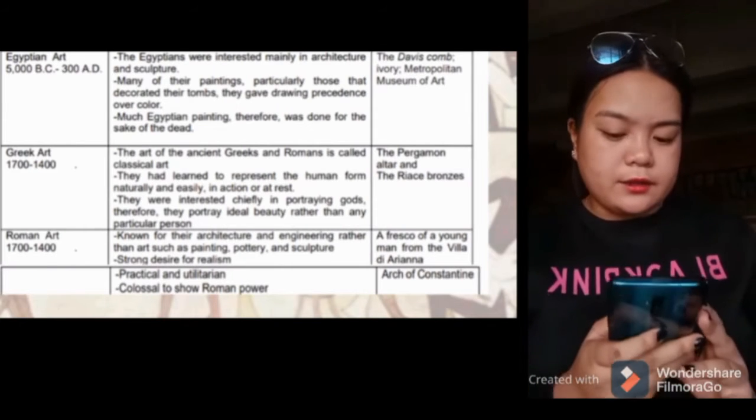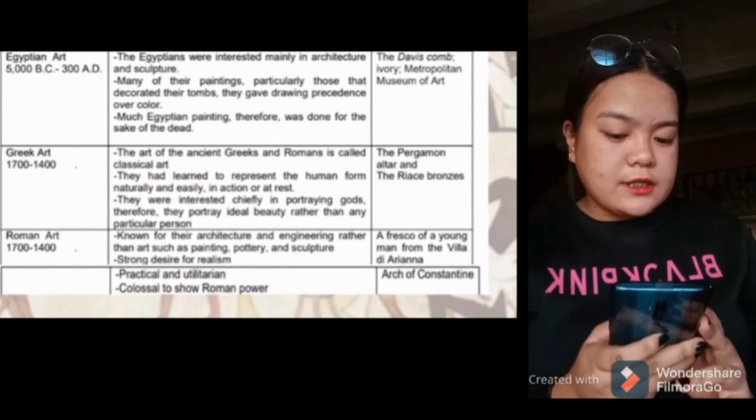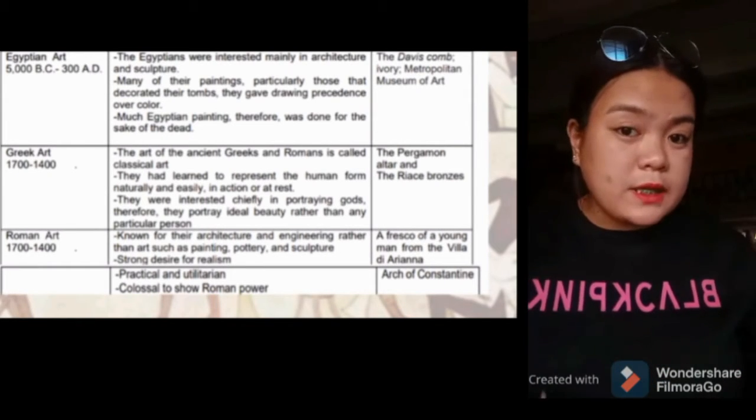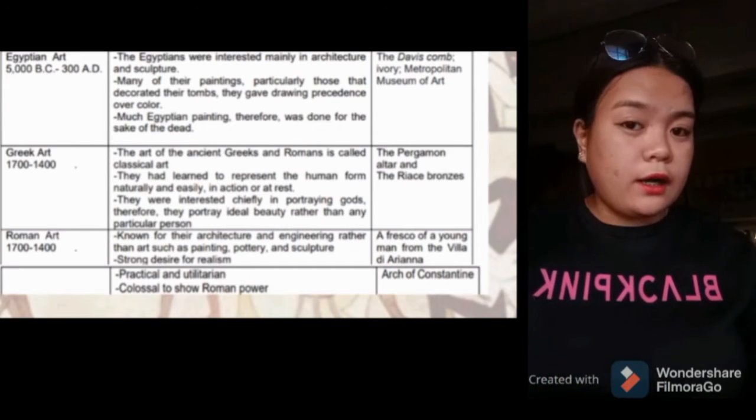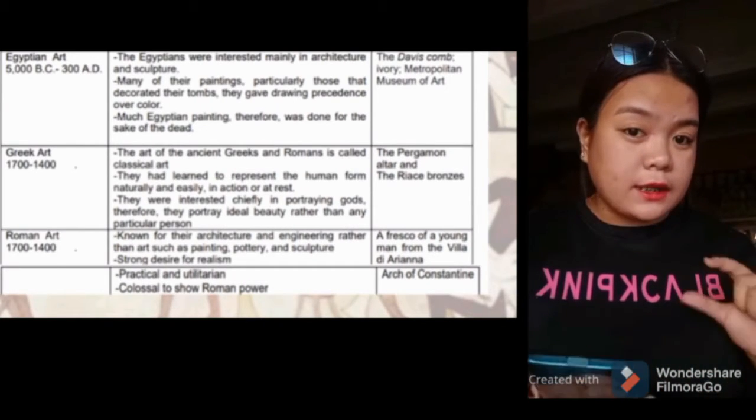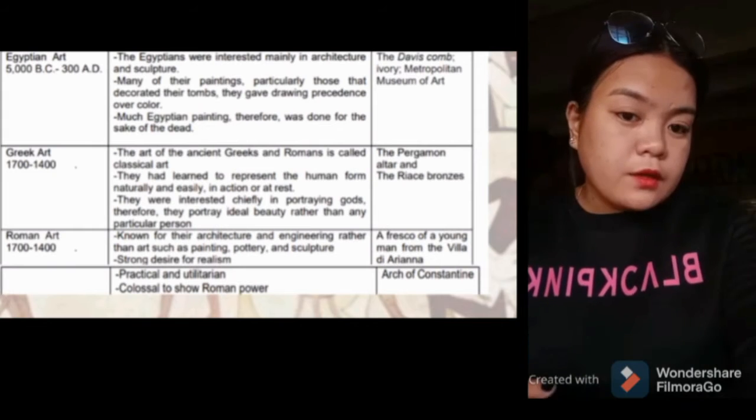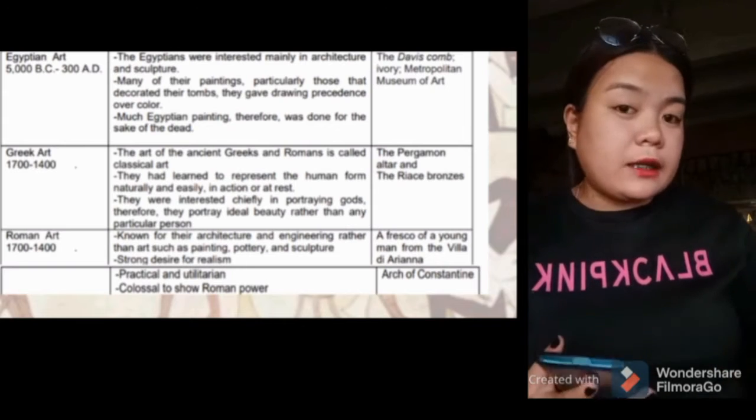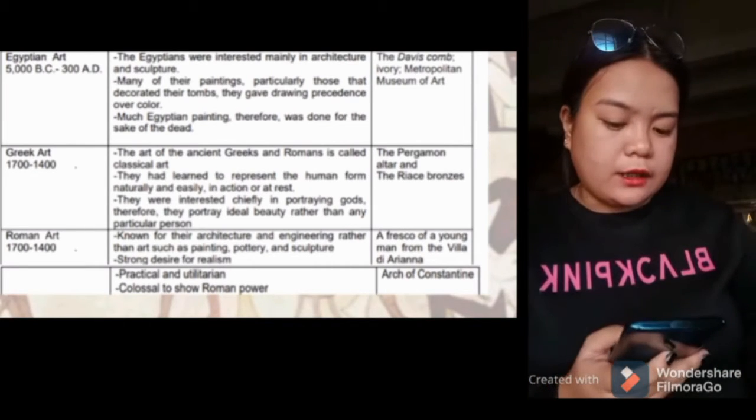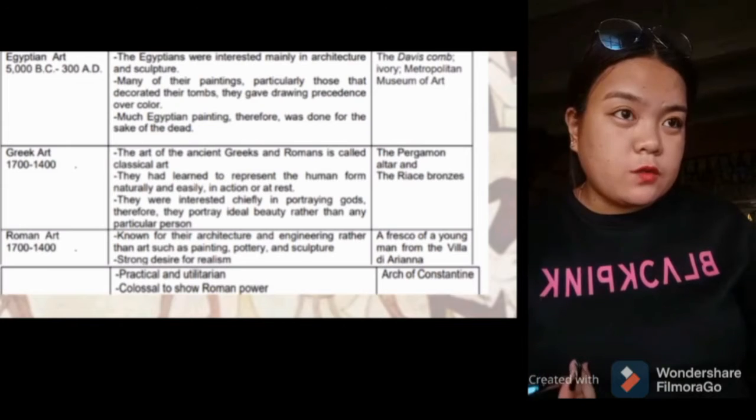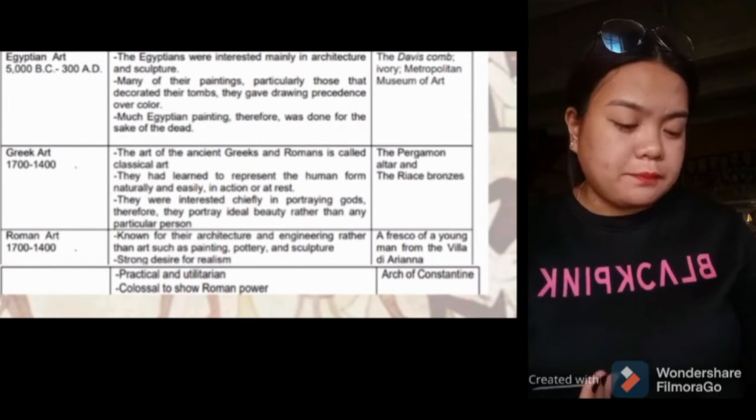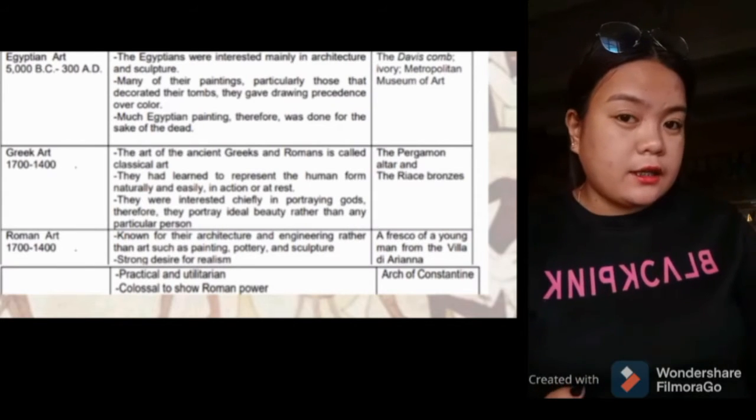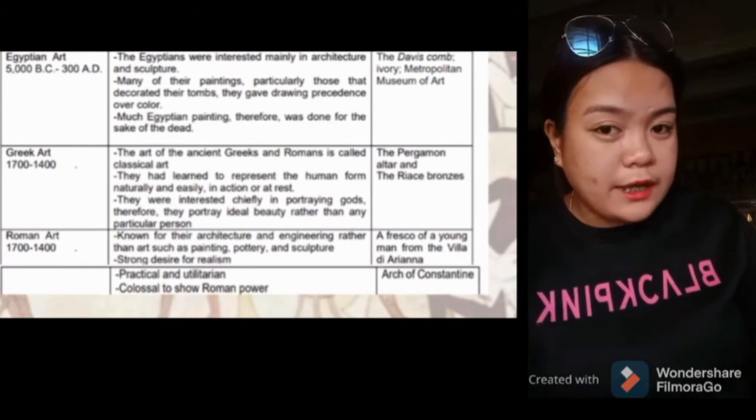Next is the Greek art. The art of the ancient Greeks and Romans is called classic art. So when we say classic art, these are works from the Greeks and Romans. When we hear the word Greek, like Greek mythology, when we study it, we immediately think of their gods and goddesses, like Zeus and Aphrodite.